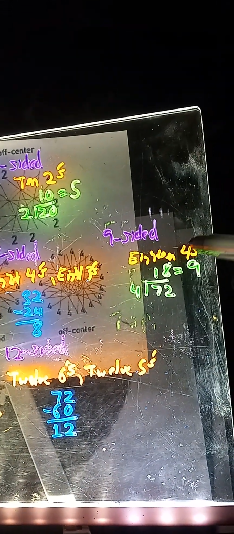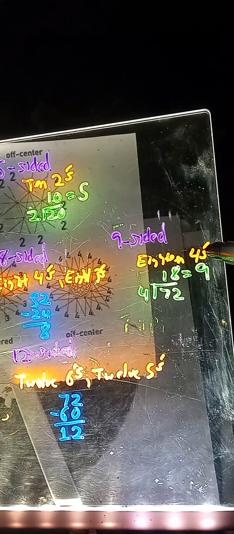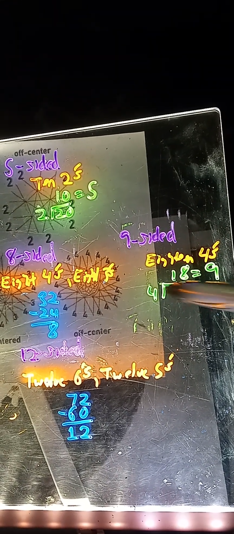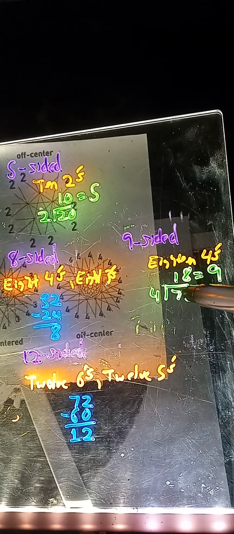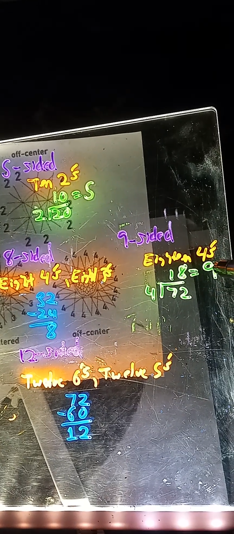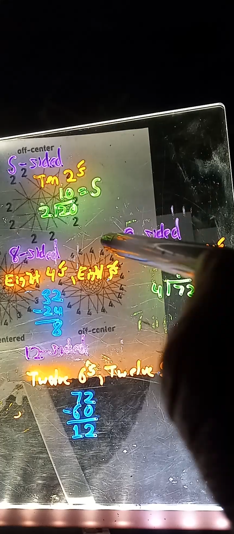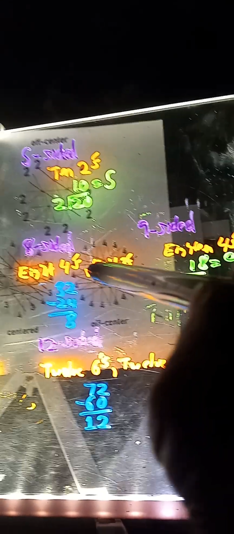9-sided. There's 18 fours. So 18 times 4 is 72. 4 divided into 72 is 18. You take half of that is 9. There's 9 lines or 9-sided fractal point.